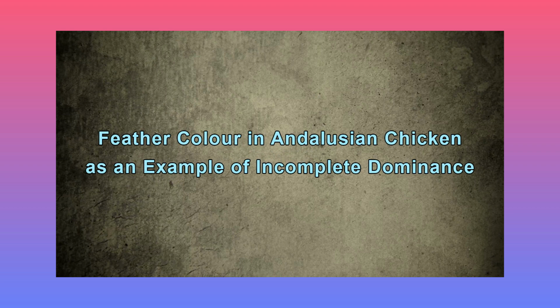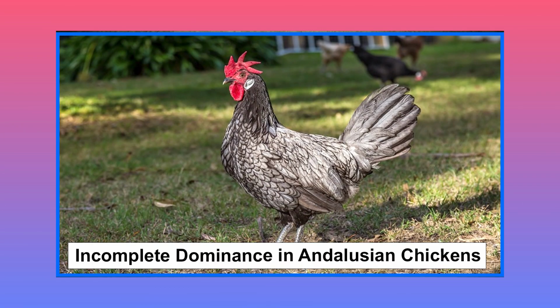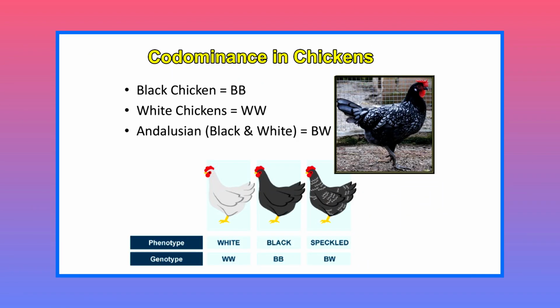Dear students, feather color in Andalusian chicken is another example of incomplete dominance. A cross between a homozygous black chicken and a homozygous white chicken produces F1, that is the first filial generation, of chickens that are gray. If these gray F1 are intercrossed, they produce in the F2 generation birds in a ratio of 1 black, 2 gray, and 1 white, that is 1:2:1, black versus gray versus white.